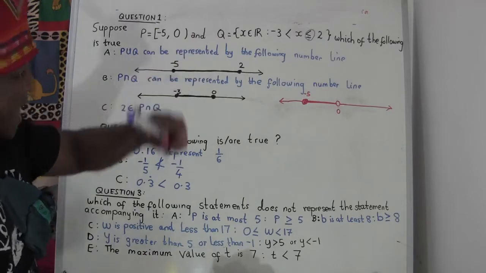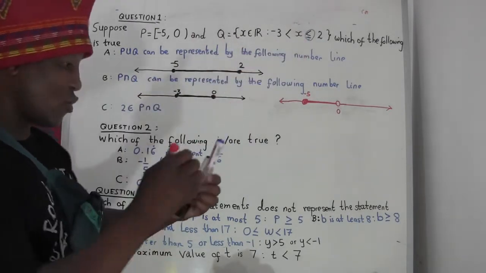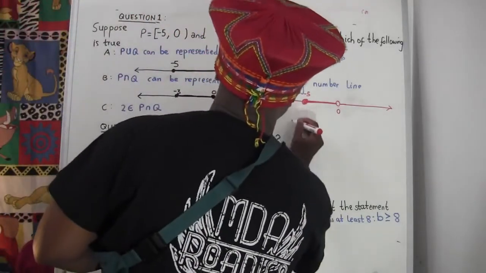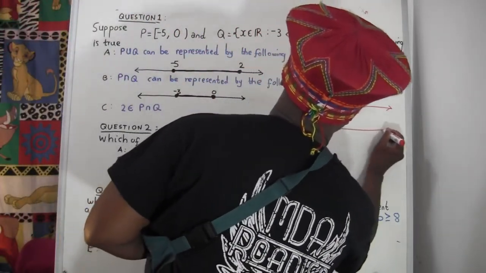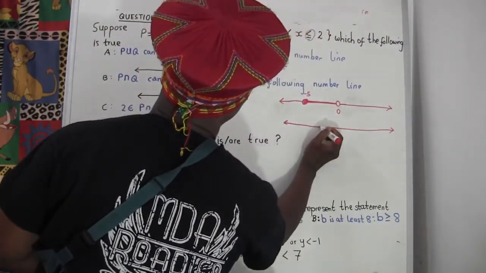Now they say we have to unite it with another set Q, which in set notation is from -3 to 2. Let's draw another number line. It goes from -3, so if this is -5, then -3 is going to be somewhere here.